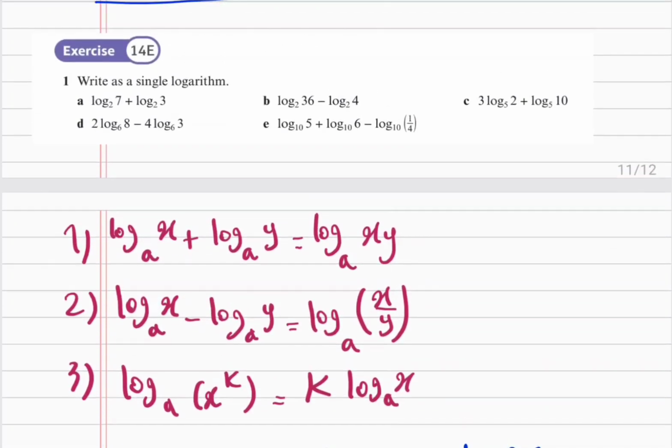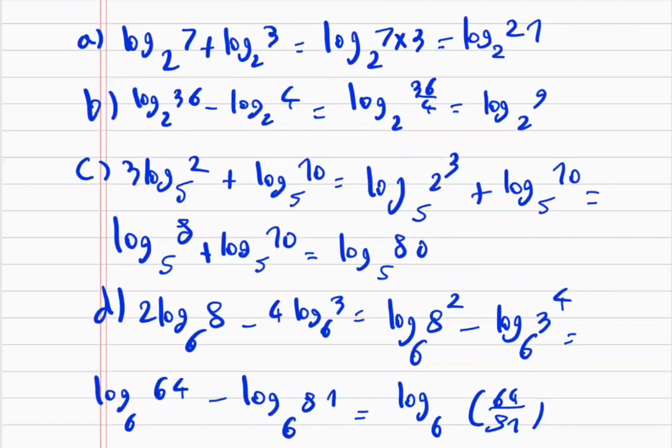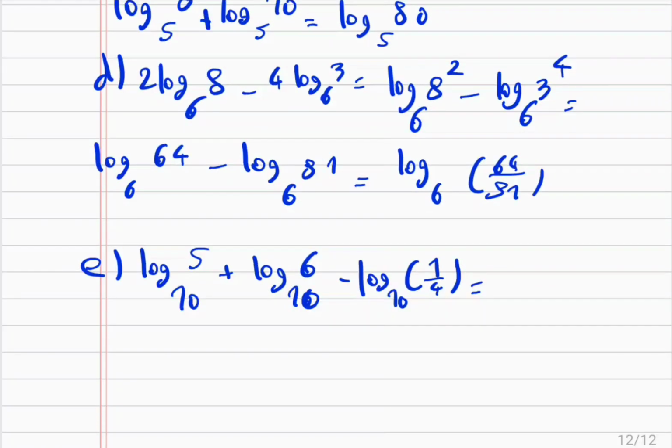And finally, the last one. So I think it's pretty much everything. So in the last question, we have log base 10 of 5 plus log base 10 of 6 minus log base 10 of 1 over 4.